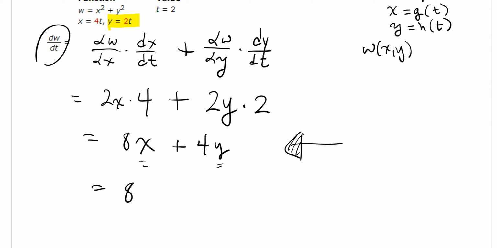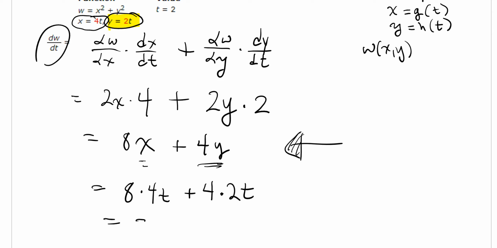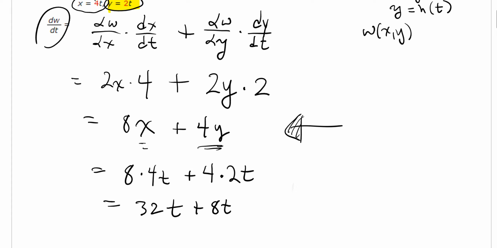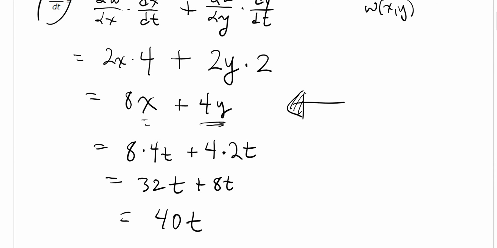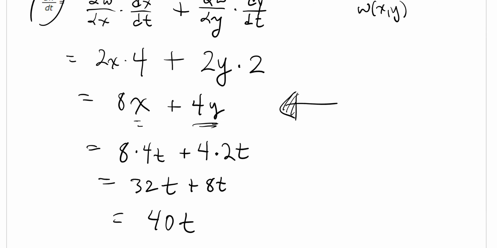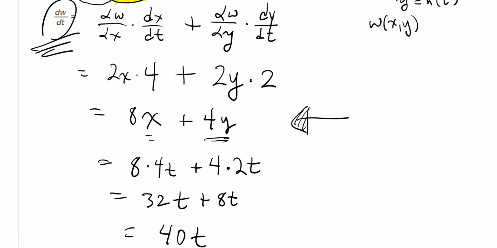So what I mean by that is now we have 8 times x, but x is equal to 4t. So this is 8 times 4t, plus we have 4 times y, but y is equal to 2t. So in terms of t, what do we get? 32t plus 8t, which would be equal to 40t. So as a function of t, that is the derivative dw/dt.